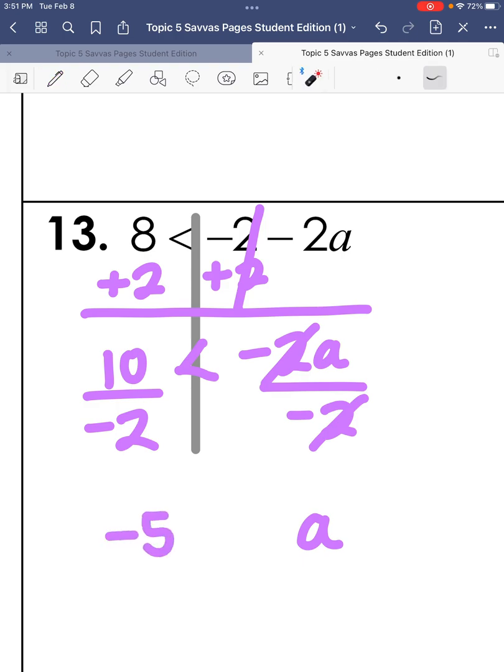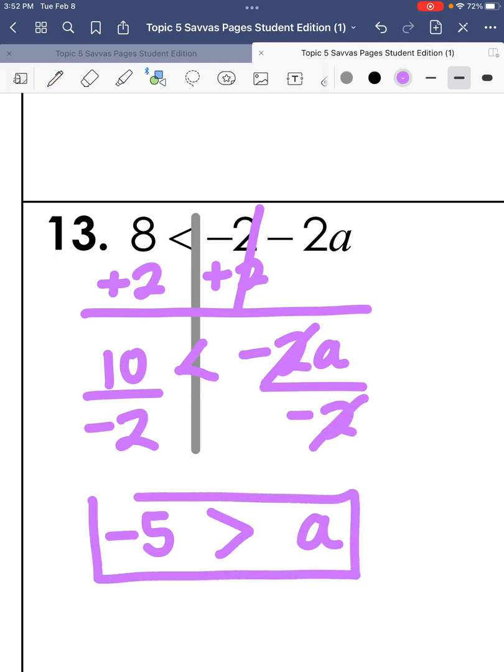But keep in mind, in this step right here, we divided by a negative 2. So what happens to my sign? It flips. So negative 5 is greater than a is a solution.